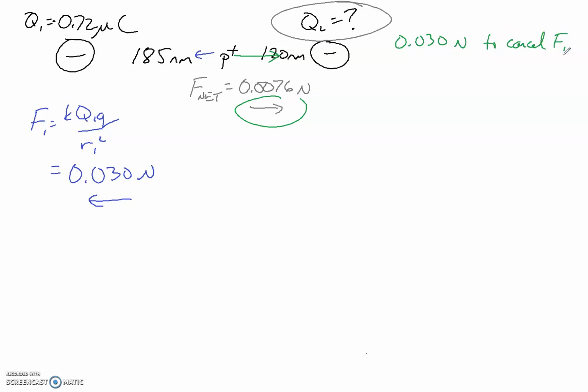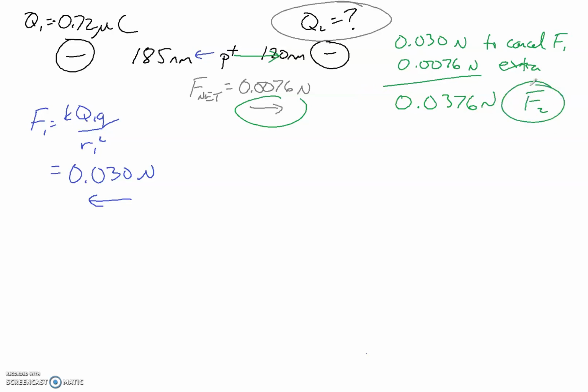But not only is Q2 canceling out the force from number 1, it's also winning with another 0.0076 extra force, so to speak. So if I put those two together, it's got to be pulling with 0.0376 newtons altogether. So this has to be my force from my second charge, 0.03 newtons to cancel out charge number 1's force, and then it's winning by another 0.0076 newtons. So it's got to be pulling with that much altogether. And they're both negative, they're both attracting the protons, so that's what we got to use.